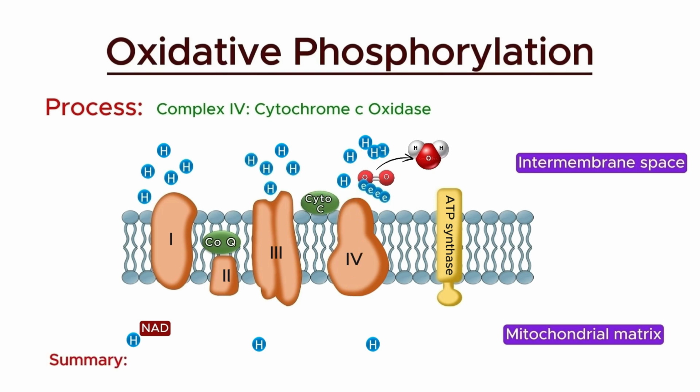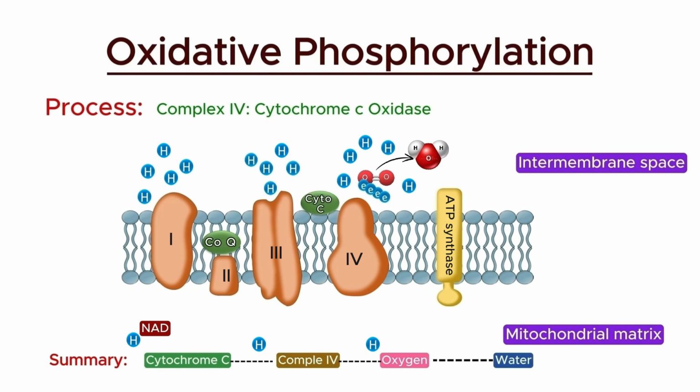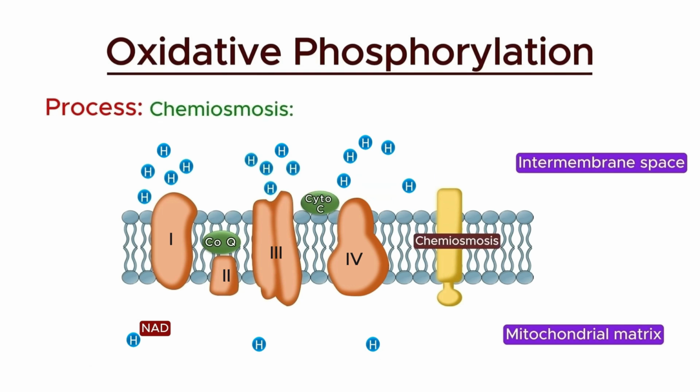To summarize the final stage, electrons transfer from cytochrome C through complex 4 to oxygen, reducing it to water. This process results in the pumping of protons from the matrix to the intermembrane space, further enhancing the proton gradient. Now that we've covered all the stages, let's see how this proton gradient drives ATP synthesis in chemiosmosis.